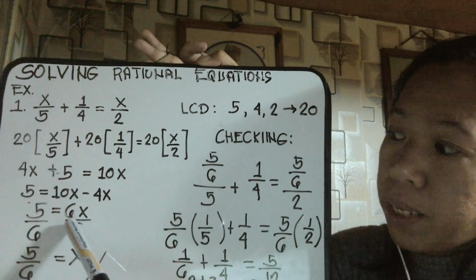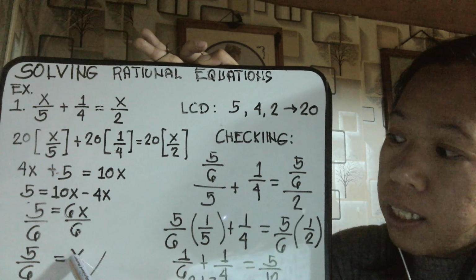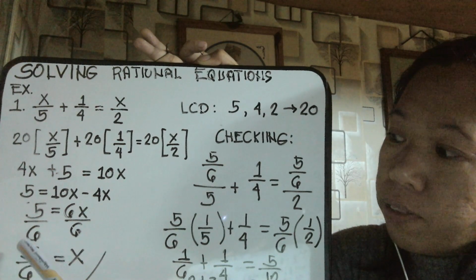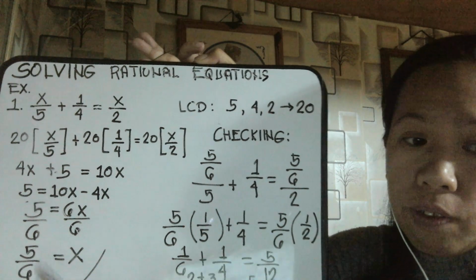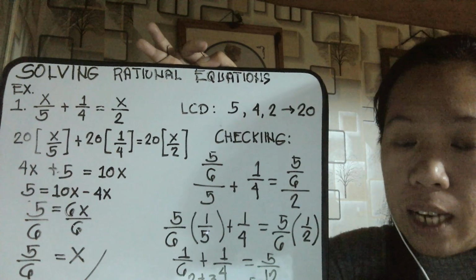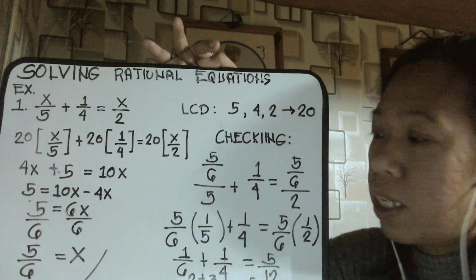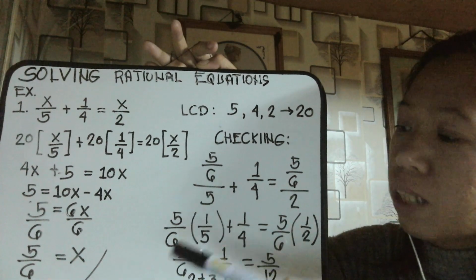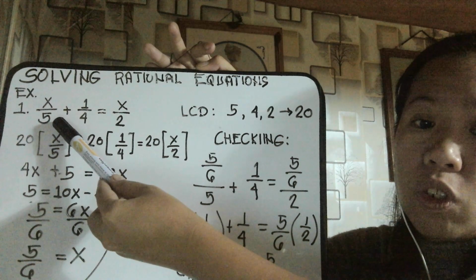So this will now be cancelled. 6 is cancelled, so we are left with x. And on the left side, we have the fraction 5 over 6. So the value of x will now be 5 over 6. Then let's see if we have the correct value of x by our checking, substituting this value of x in our original equation.